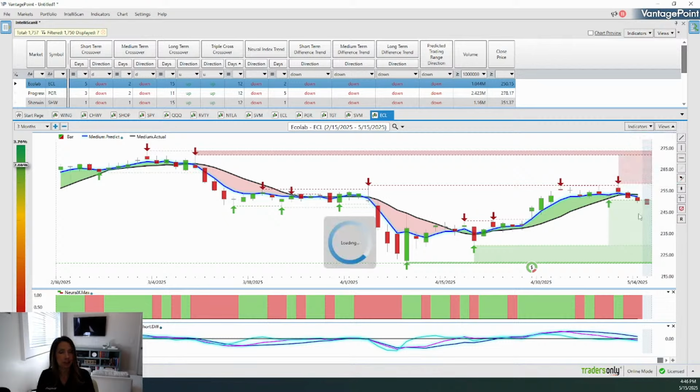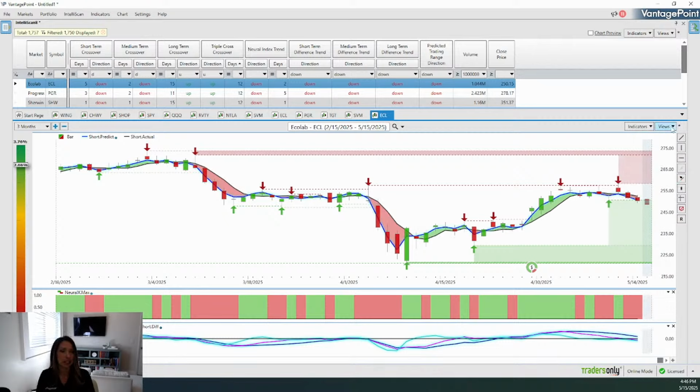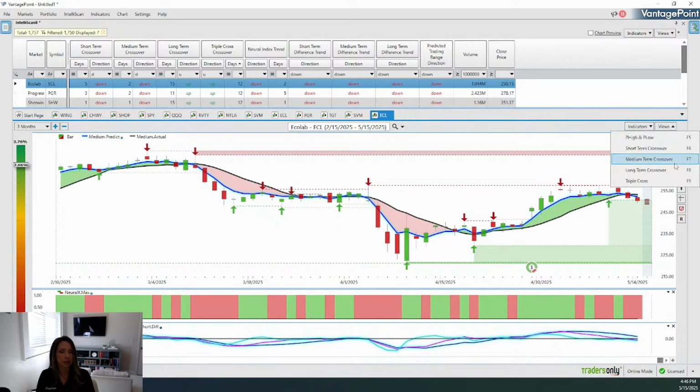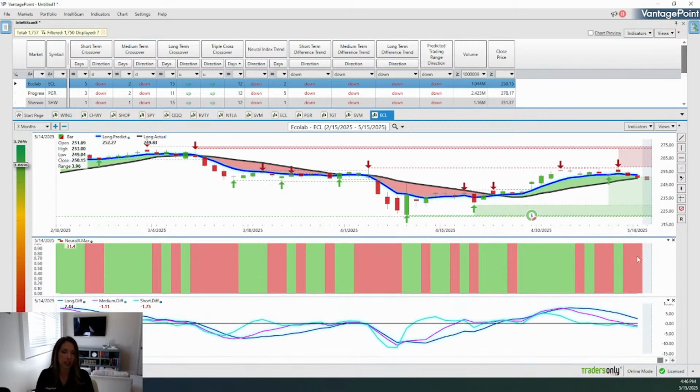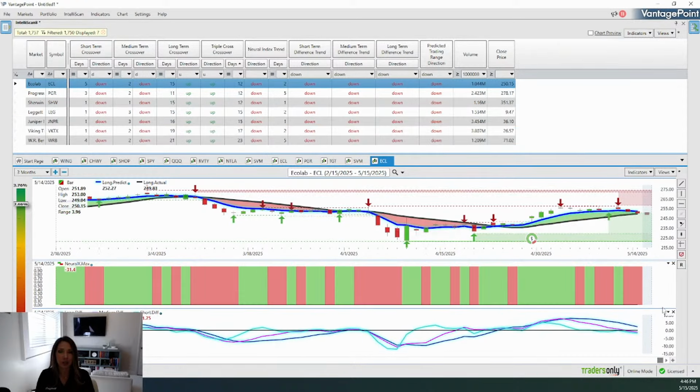So we can see that the short-term crossover here has already shifted to the downside. Our medium-term crossover is down. And then, of course, our long-term crossover has not yet shifted completely, but we can see that these two lines are squeezing in on each other, which means we are seeing some potential weakness. Look at your predictive differences, guys. Of course, we do want to make sure that we're checking our neural index, our predictive differences, and then our predictive trading candle as well.